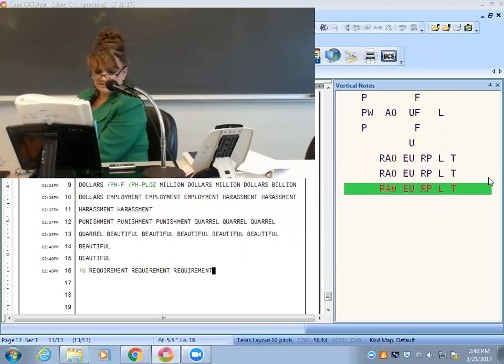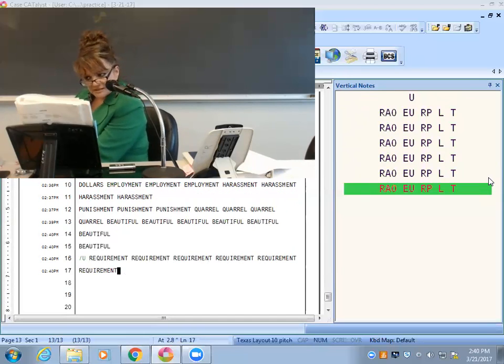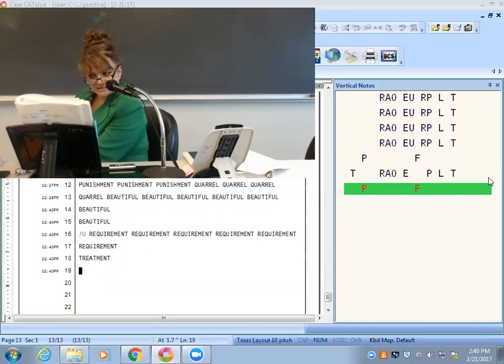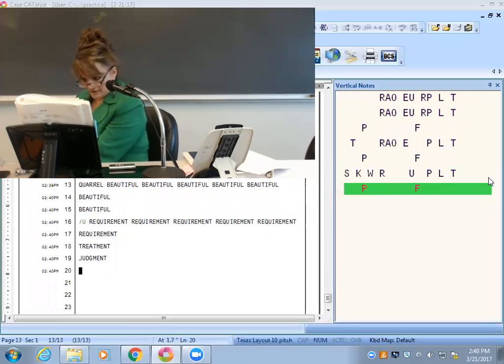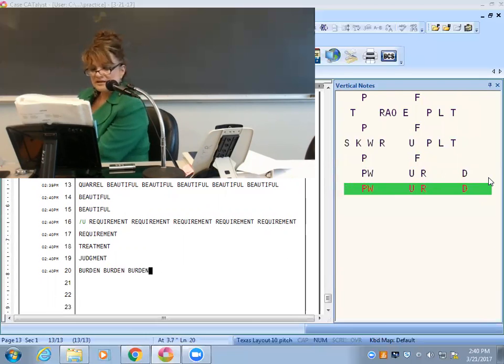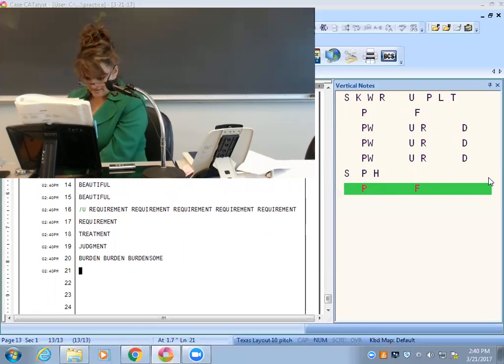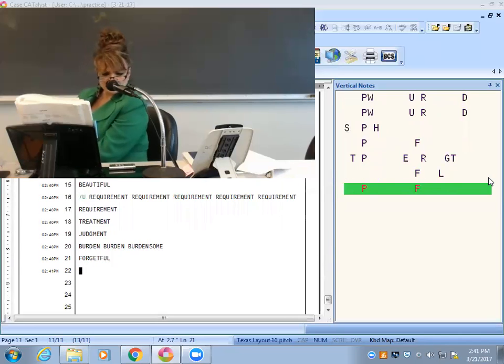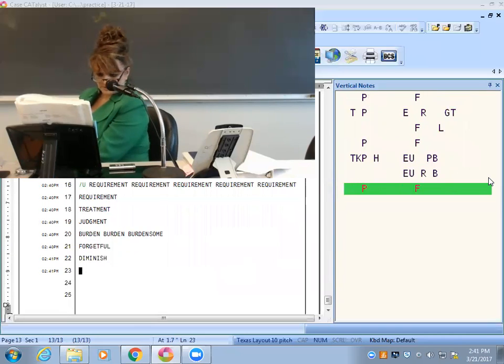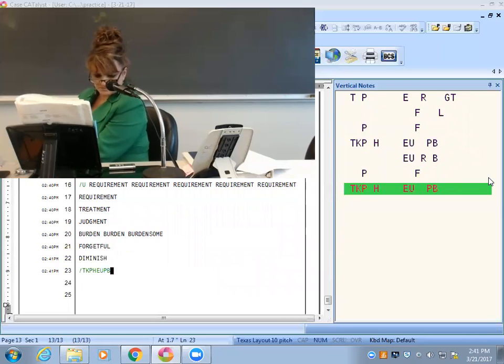It's requirement, R long I R M T. Treatment, T R long E M T. Judgment, very important, J U M T. And then you've got burdensome. So burden is B U R D, and then come back S M for burdensome, one word. And then forgetful. Forget is F-E-R-G-T, full. Yes, F-E-R-G-T for forget. And then diminishment, diminish, and then schmint.